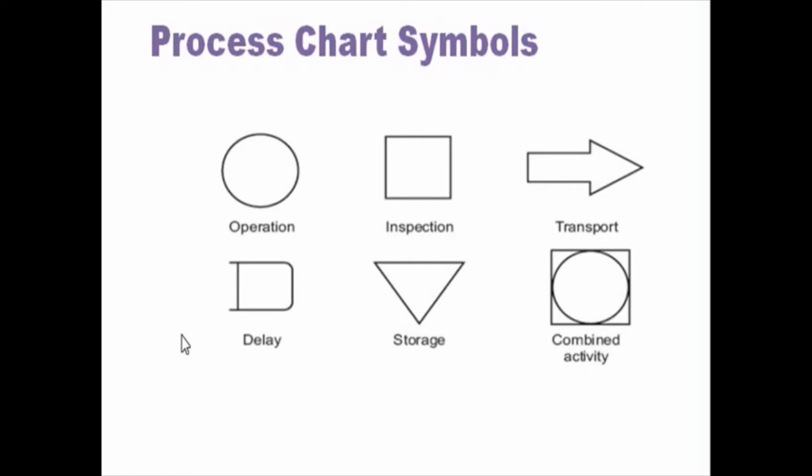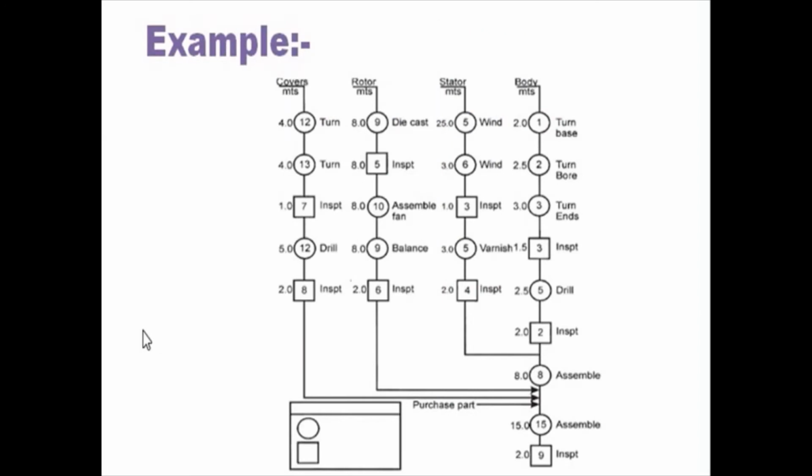Let's understand how these symbols are assembled together to represent all the activities required for a particular job. This is one example of a job for which the process chart is given completely. It is actually a bird's eye view of the overall activities performed for the particular job. It is a graphical representation of the sequence of all the operations and inspections required for performing the process.